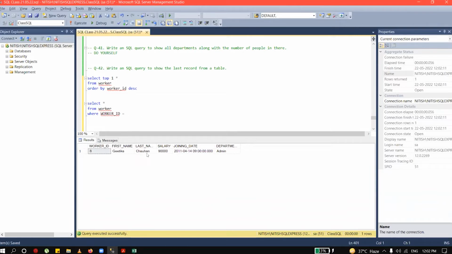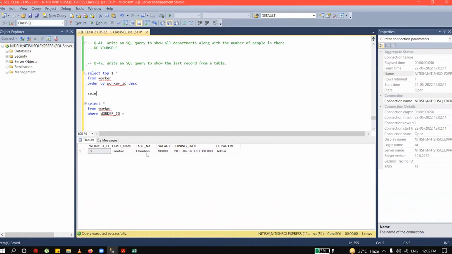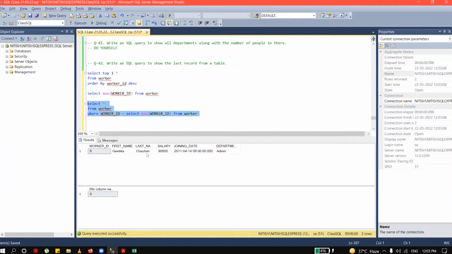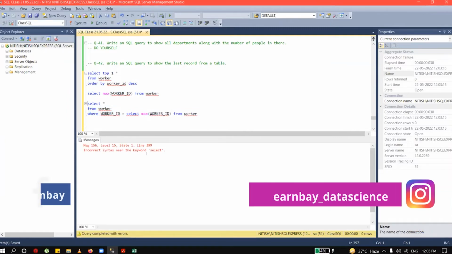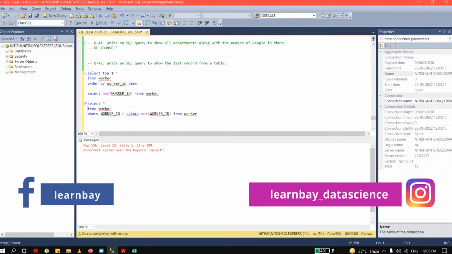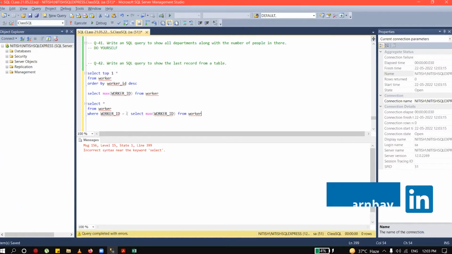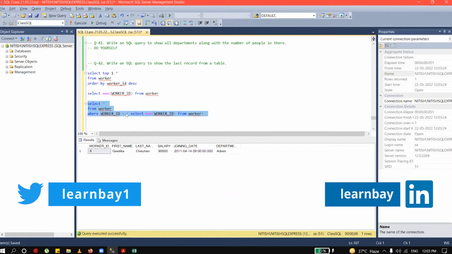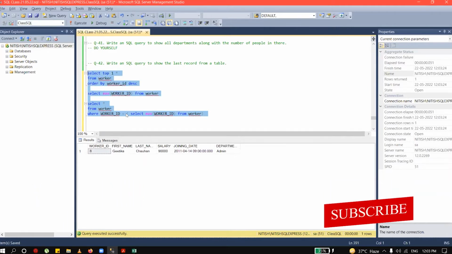If I give another query over here, select maximum of worker ID from worker, you can get it's 8. So this is what I'm looking for. The above one was nothing but the 8 answer. So I can push it into the query part also. Select maximum of worker ID. One thing, make use of the brackets to separate it. Here is the answer. So you can see both are giving the same answer.